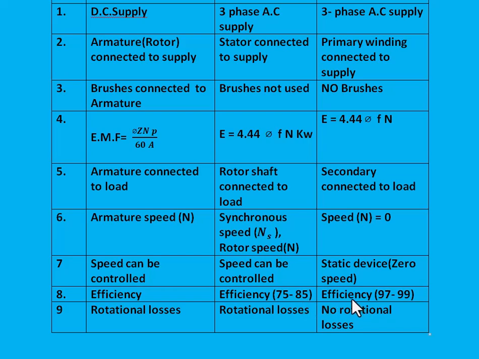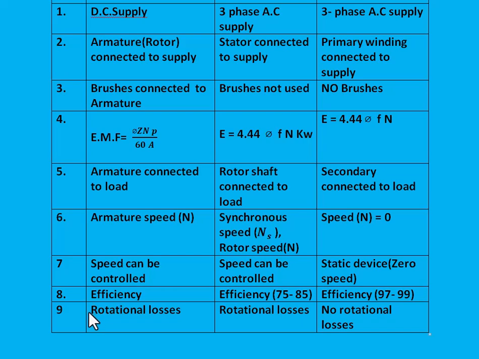In case of 3-phase transformer, there is output and there is input. The losses are very less. So there are no rotational losses or windage losses or friction losses in case of three-phase transformer. So its efficiency is highest in the electrical machines, that ranges from 97% to 99%.